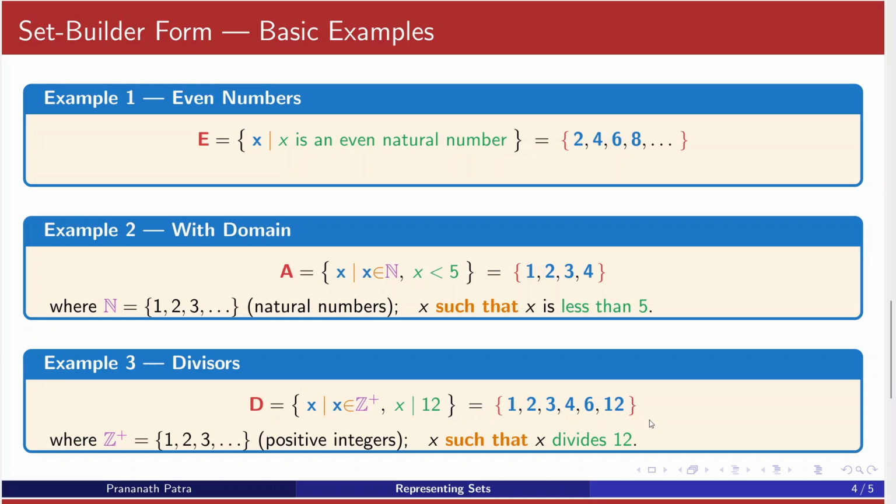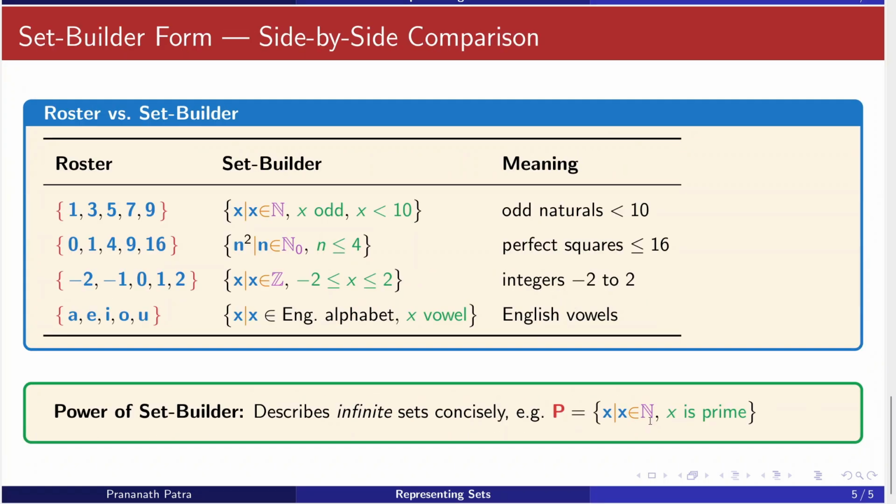To really solidify this entire concept, let's do a side-by-side comparison. Let's look at how the roster method and the set builder method describe the exact same meaning, just in different ways. If we have the roster set containing 1, 3, 5, 7, and 9, how do we describe that in set builder form? We write the set of all x such that x is a natural number, x is odd, and x is less than 10. The meaning of both forms is simply odd natural numbers less than 10.